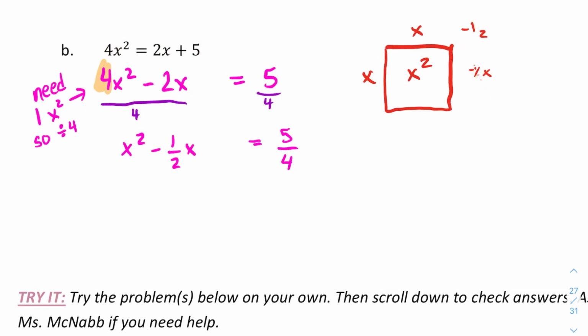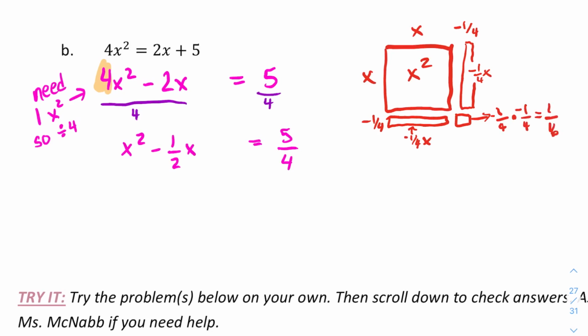So half of negative 1/2 is going to give me a negative 1/4 x on each side of my square here. I know it's not to scale at all, but I labeled it negative 1/4 x. So if you think about what number of unit tiles it would take to complete the corner, it's a really small number. That's a negative 1/4 by negative 1/4 area there, which gives you a 1/16 for C. So I need to add 1/16 to both sides of my equation and then simplify.